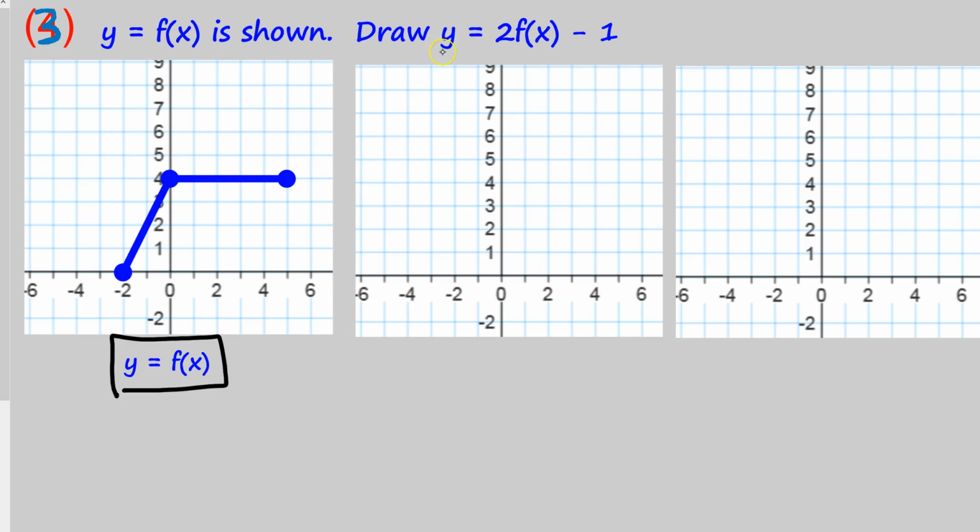So what we're going to do is transform it until we get y equals 2 times f of x minus 1. So for the next step, let's draw y equals 2 times f of x. So that's a vertical stretch. It's going to be twice as tall. So we multiply all the y coordinates by 2. So the point that was at (-2, 0) is still at (-2, 0). The point that was at (0, 4) is now at (0, 8). The point that was at (5, 4) is now at (5, 8). And we can just connect to get all the points in between.